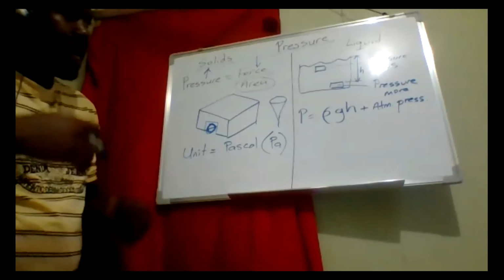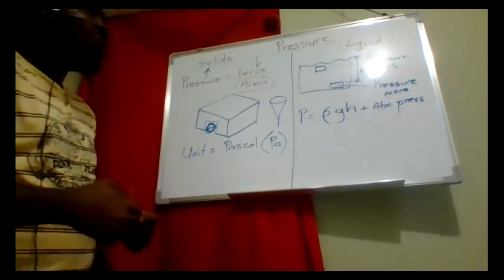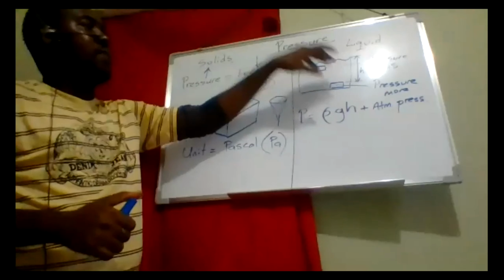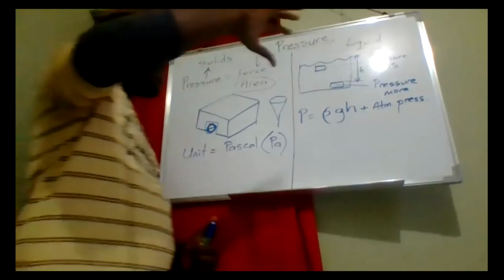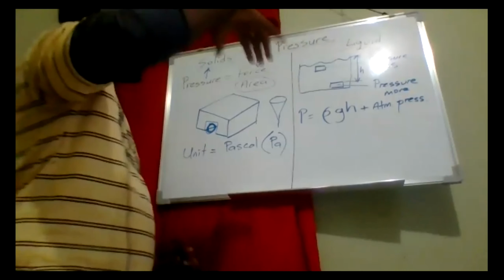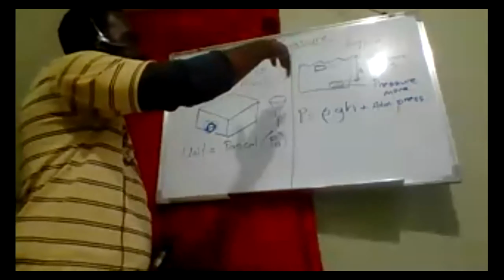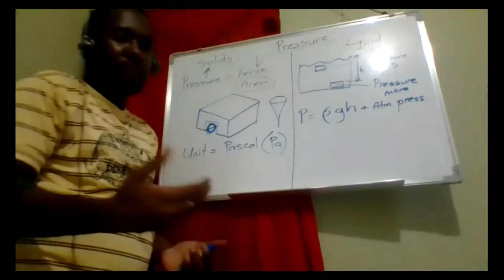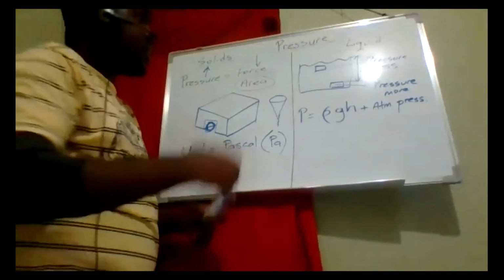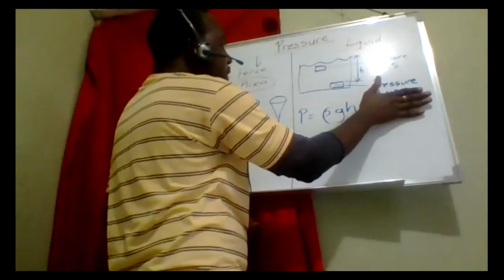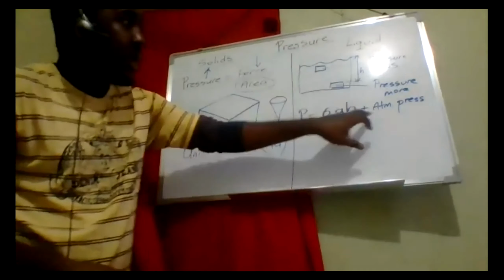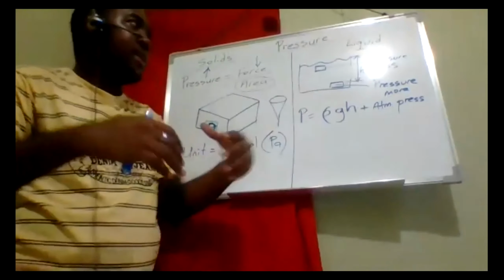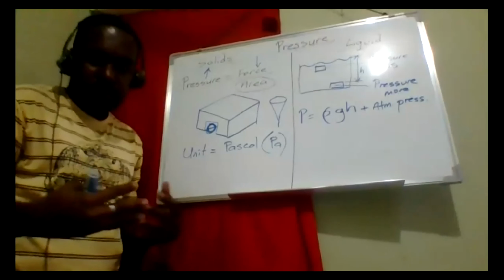Now, we add atmospheric pressure only if the container is open. So if the container is open, then that means air particles will contribute to the pressure being provided by the water or the liquid, right? But if the container is closed, then that means air pressure will not affect the pressure in the liquid. So we only add atmospheric pressure when the container is open.